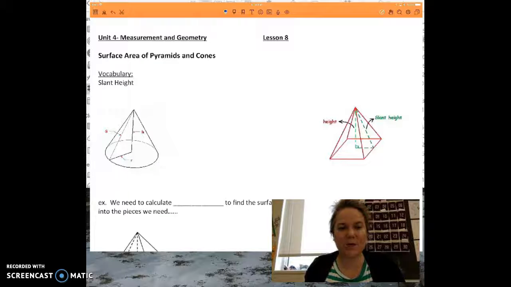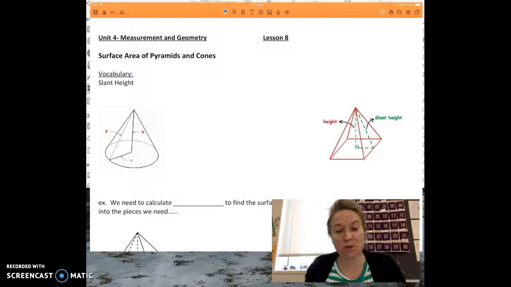Okay, so now we're starting with what's probably the most difficult concept of this entire unit, and that's the surface area of pyramids and cones. It's not difficult because of the shape, it's not difficult because it's surface area, which we've done before. It's difficult because we have to do some calculations to get all the different dimensions that we need. And one of the most important is slant height.